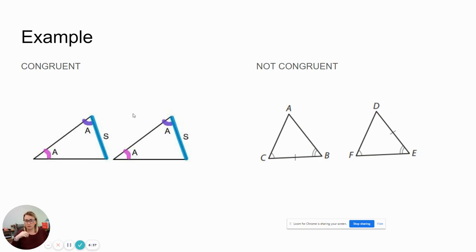Sorry, triangle, not angle. Okay, so notice angle, then the side is on the outside. Angle, side is inside. Automatically, you know that it's not angle, angle, side. Okay?